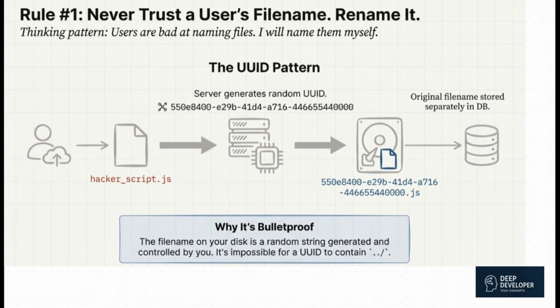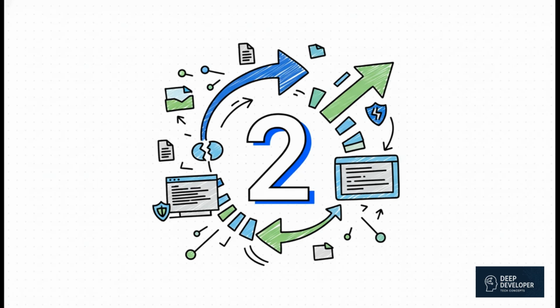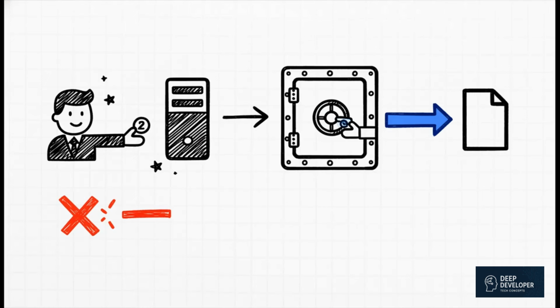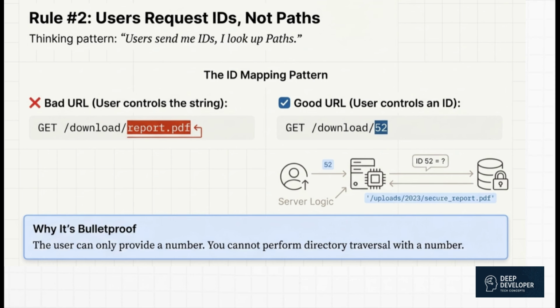Okay, rule number 2. This one pairs perfectly with the first. This is the map don't concatenate pattern. It's a shift in thinking. Instead of letting the user give you a file name in the URL, you make them give you an ID. So your URL changes from /download/someshadyfilename.pdf to something clean like /download/123. Your code then takes that ID, 123, and looks it up in your database where you've stored the real safe file name. The key is the user's input is never, ever part of the file path.